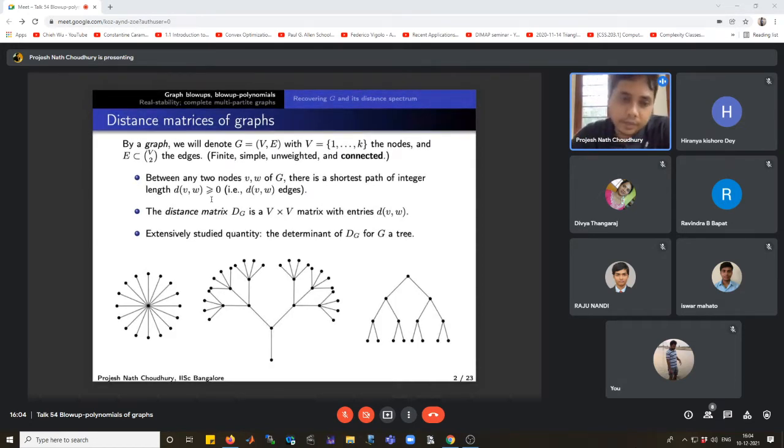Recall that a tree is a connected graph with no induced cycles, or in other words, it is a connected graph with n nodes and n minus 1 edges. Here are some examples of trees.